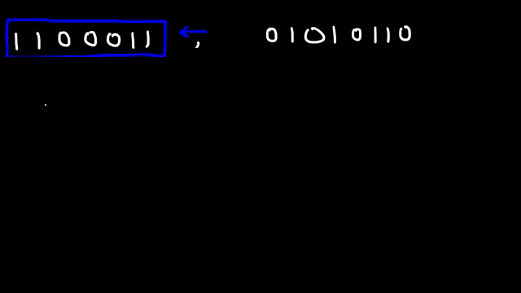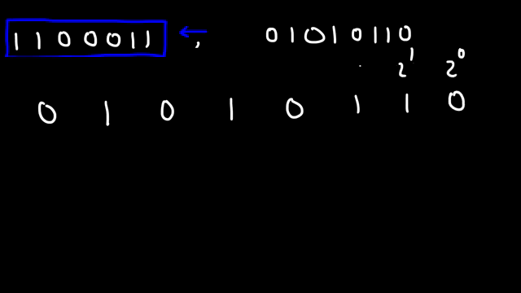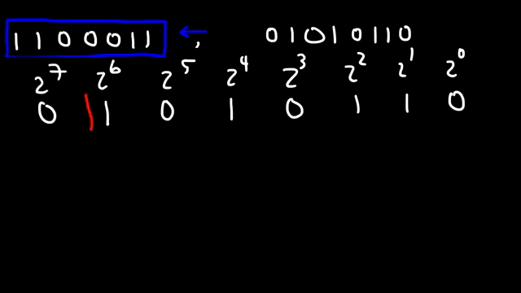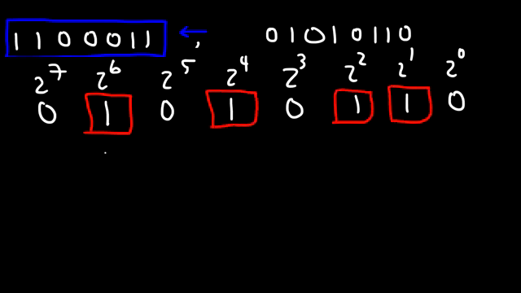So let's rewrite the number. So we have 0, 1, 0, 1, 0, 1, 1, 0. And let's write these numbers at the top. And once again, let's focus on the numbers that contain a 1. Now let's add up these numbers.